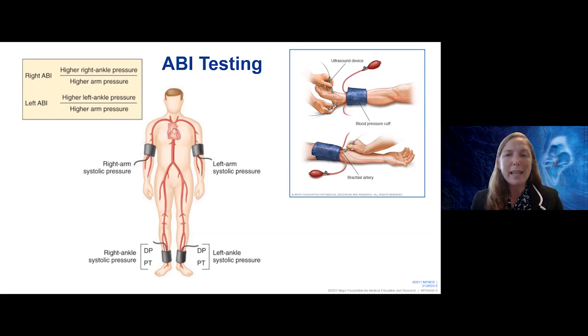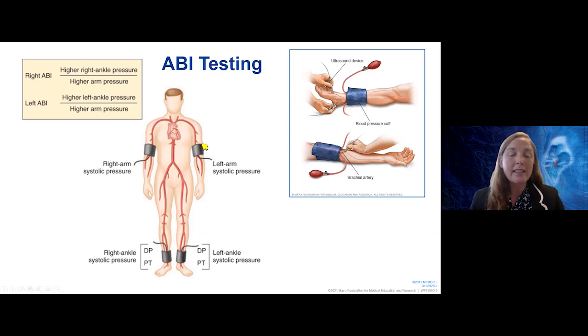So how is that ABI testing done? Well, you have patients lay on an exam table, and then you're using a small ultrasound device and a blood pressure cuff, inflating the cuff to identify where you're hearing that highest systolic pressure, both in the ankle as well as in the arm, or the brachial. And we're looking both at the posterior tibial as well as the dorsalis pedis.